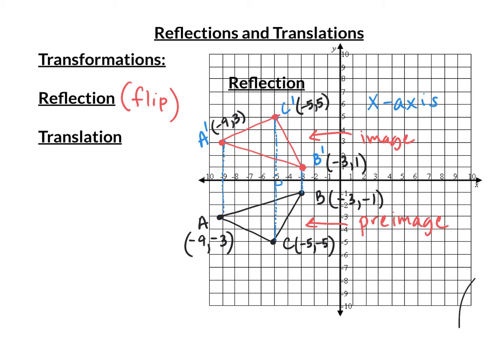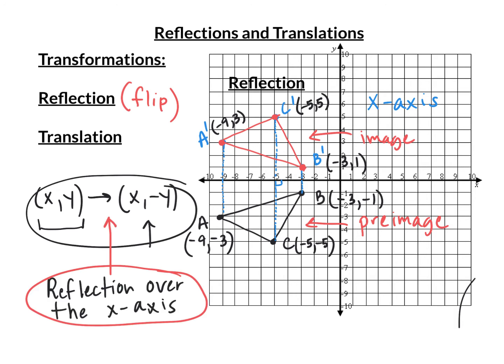We can describe this relationship like this. This transformation took a point (x, y) and made it the point (x, -y). In other words, in the image, all I had to do was take the original ordered pair and change the y value to the opposite, and this describes a reflection over the x-axis.